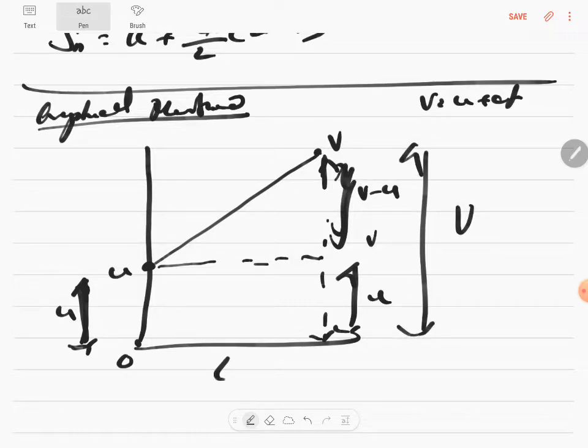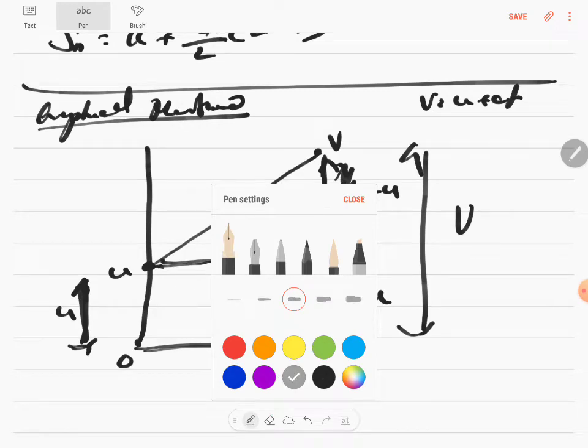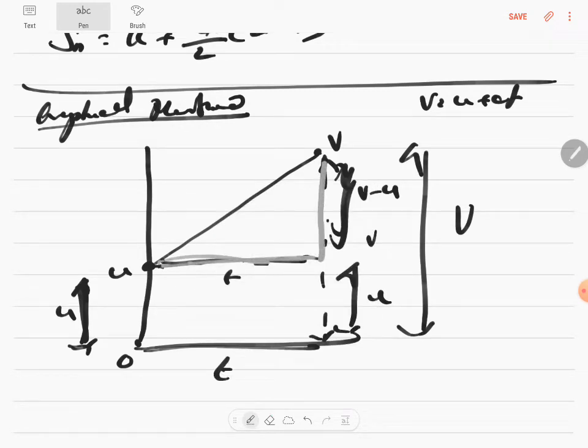This part is time. If this is time, this is also time. So you constructed now. These two lines are constructed lines, that is, this line and this line. You found it to be v minus u and this to be t.